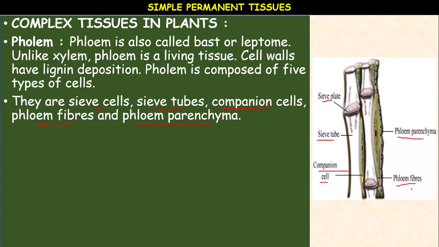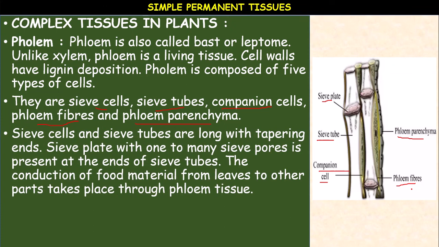The first formed primary phloem consists of narrow sieve tubes and is referred to as protophloem, and the later formed phloem, with bigger sieve tubes, is referred to as metaphloem. This phloem tissue consists of sieve cells and sieve tubes. They are long with tapering ends. The sieve plate with one to many sieve pores is present at the ends of the sieve tubes. The conduction of food materials from the leaves to other parts takes place through the phloem tissue.